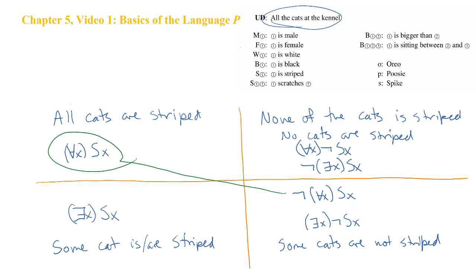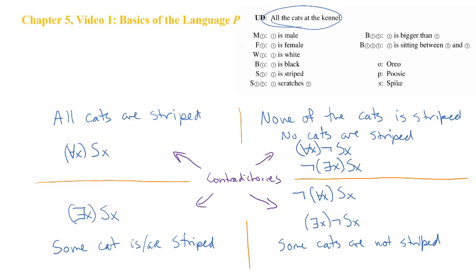What this is telling us is that the opposite corners in this square are contradictories. That means that we also have an alternate translation for all cats are striped in the upper left corner, which takes one of the translations from the lower right corner, this one here. We're going to move it up there and stick a hook on it, and since the corners are contradictory, sticking that hook on it will create equivalence. That is, another way to say all cats are striped is to say it's not the case that there exists an x which is not striped.